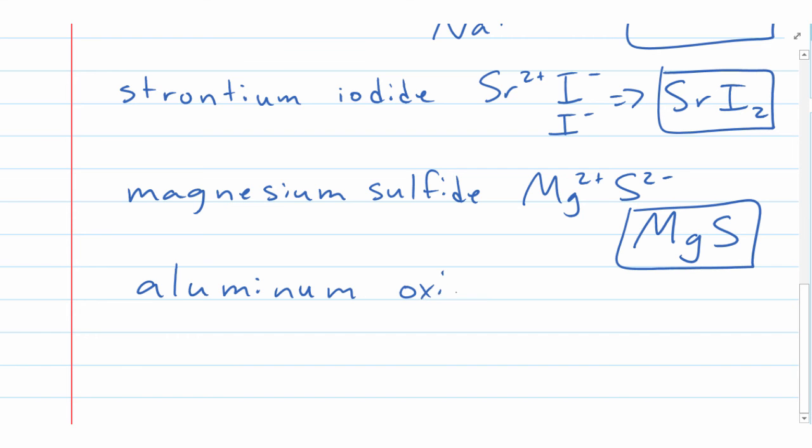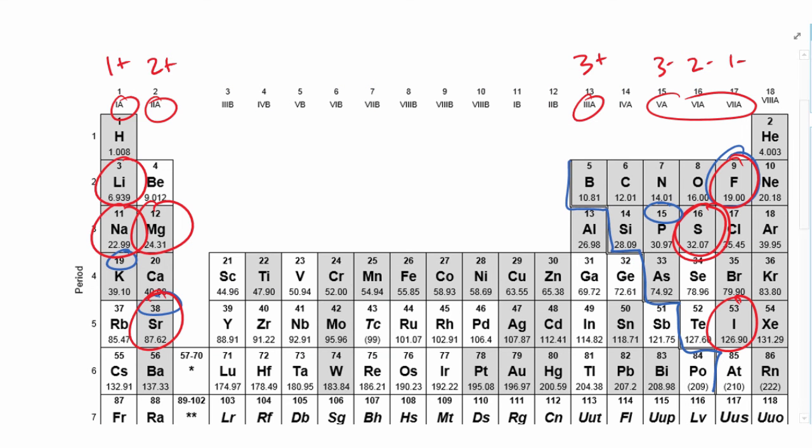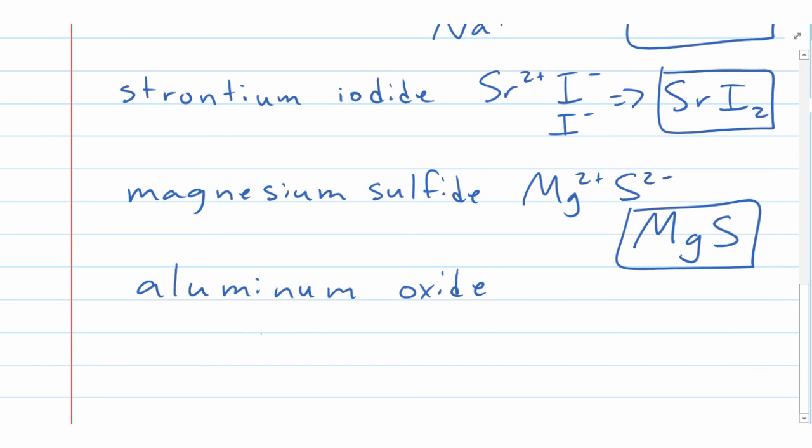Aluminum oxide. We go back to the periodic table. Aluminum has a charge of 3 plus. Oxide would be 2 negative. So, Al with a 3 plus charge, oxide is O with a 2 negative charge. Here's how we handle this one. Here's another term. If we go back, hopefully it doesn't scare you too bad. Least common multiple. So the least common multiple between 3 and 2 is 6.